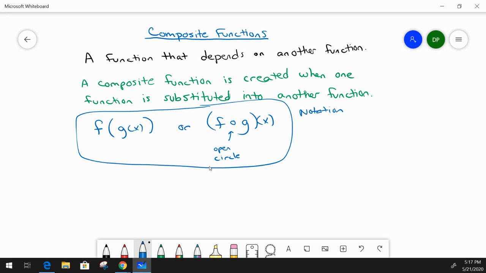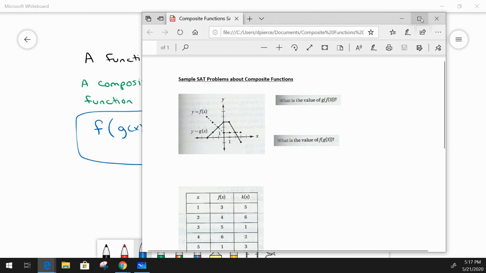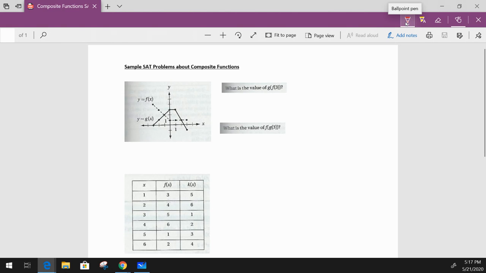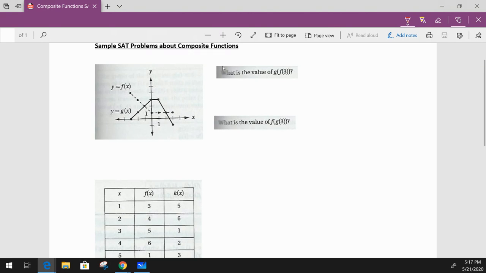So I'm going to try to pull up some examples of things that students may see when they take the SAT. Have you ever seen problems like this, where you were given some sort of a graph and you were asked to determine what the value of g of f of 3 is? You're given this graph, and this is what you're asked to find. I'm going to call this problem number 1 and problem number 2.